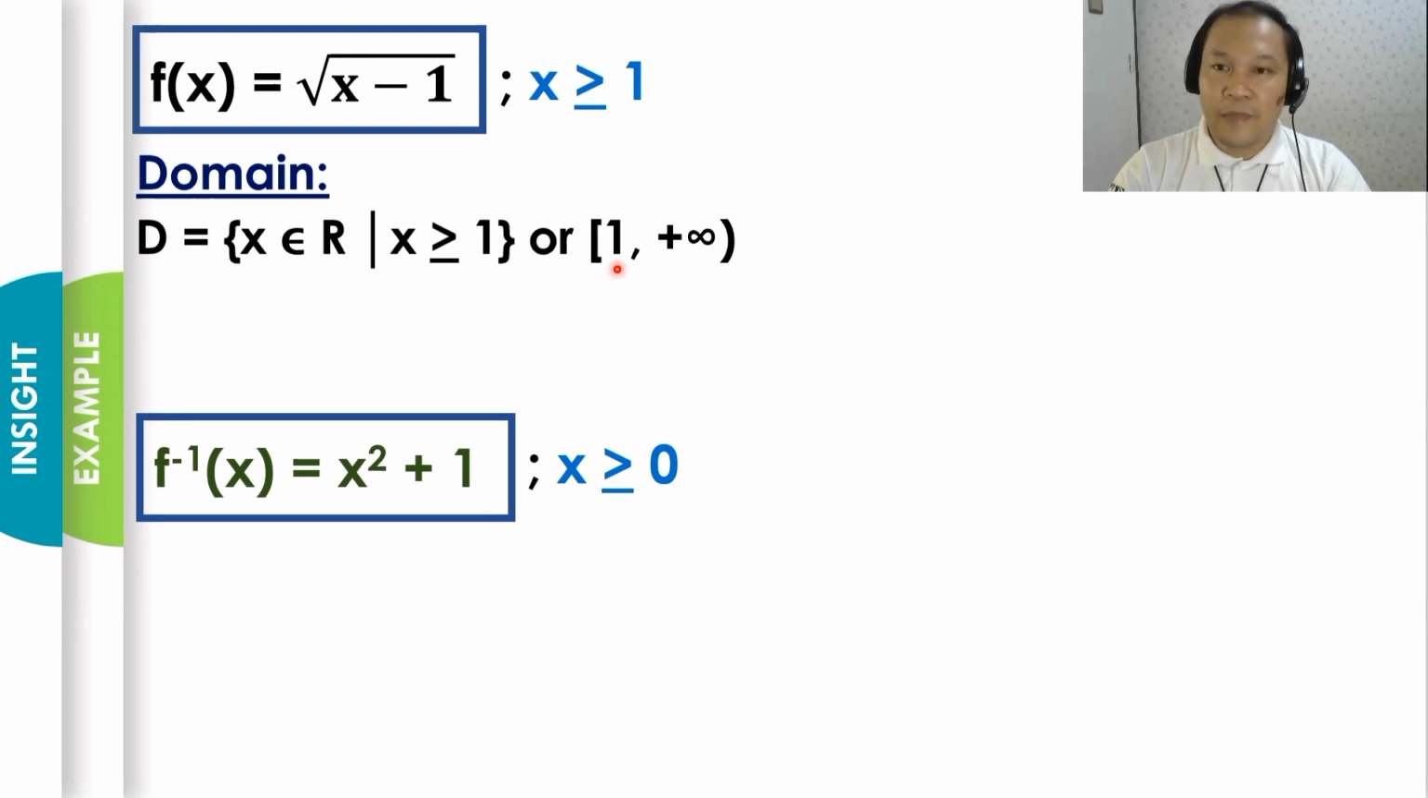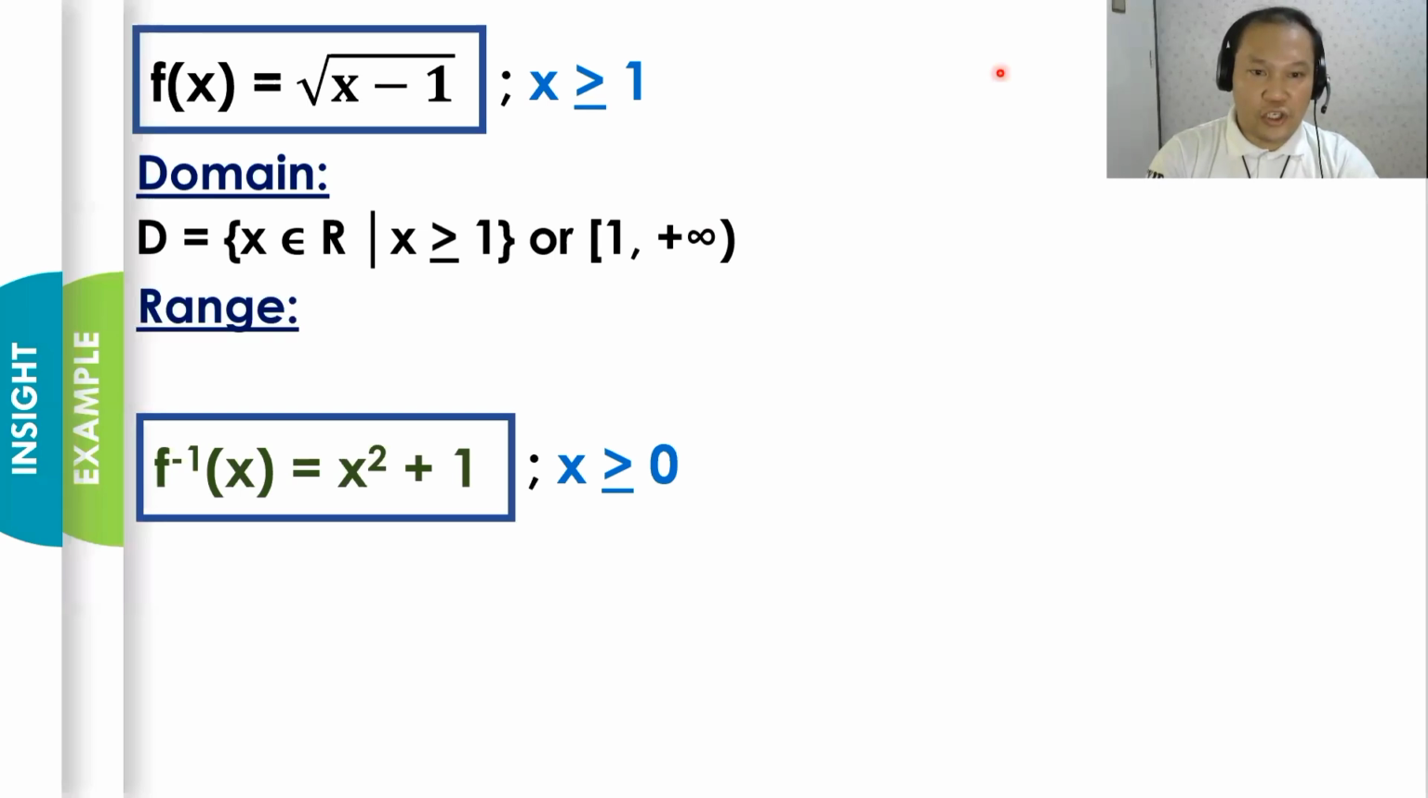Okay. Now, if our x is 1, because 1 is the minimum value for x, and we replace x with 1 in the square root of x minus 1, then 1 minus 1 will be equal to 0. And if you get the square root of 0, the answer will be 0. Meaning to say, the least possible outcome for y will be equal to 0.